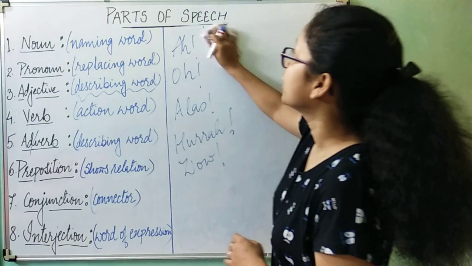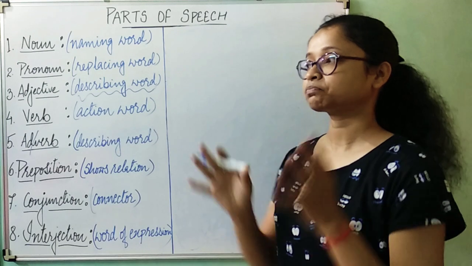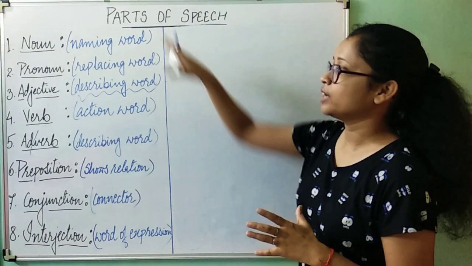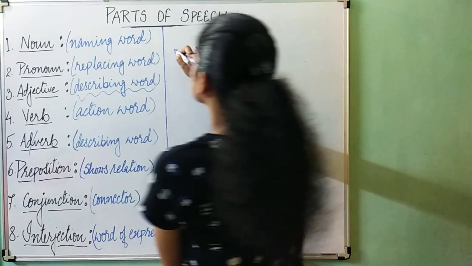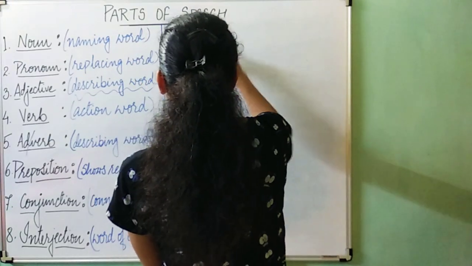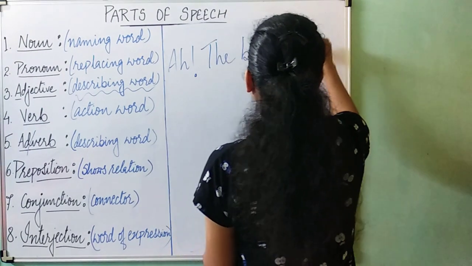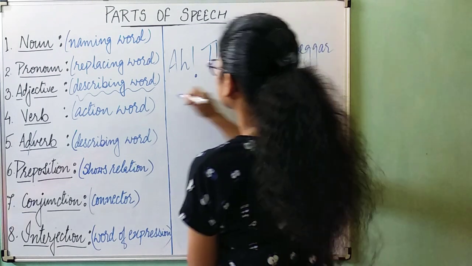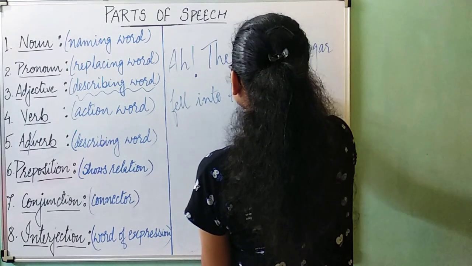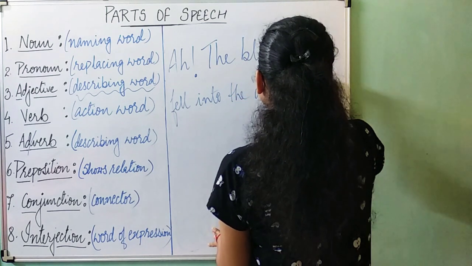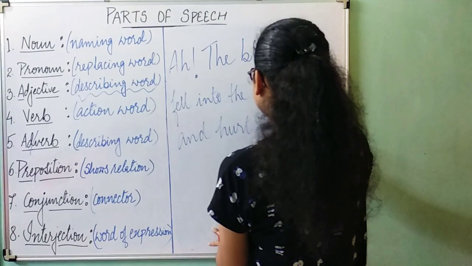Before bringing this video to an end, I would like to give a final example. Let's see if we have understood all these parts of speech or not. Alas, the blind beggar fell into the deep ditch and hurt himself.